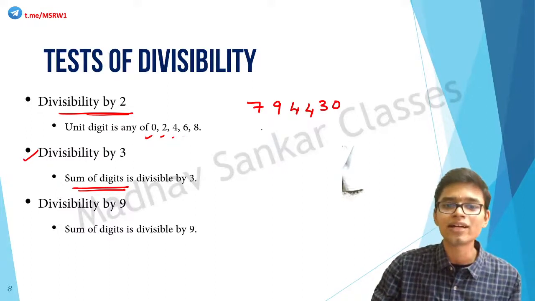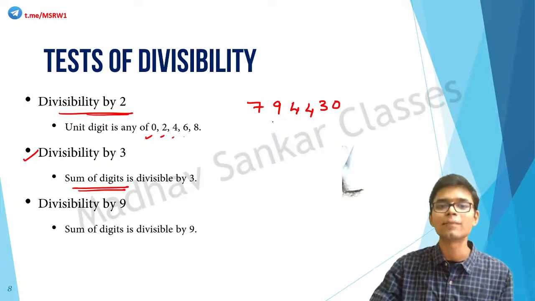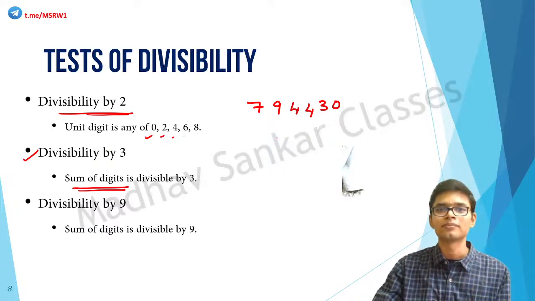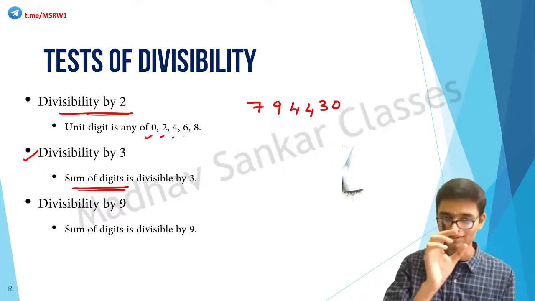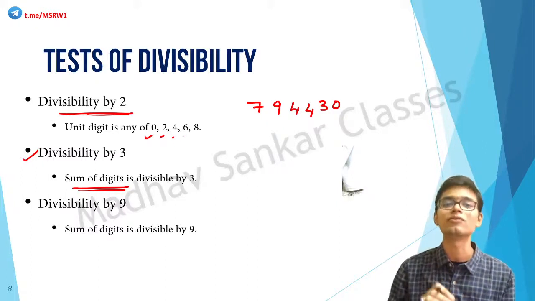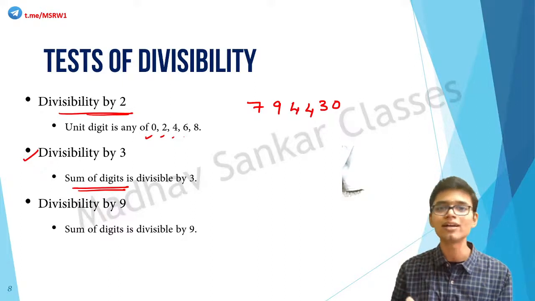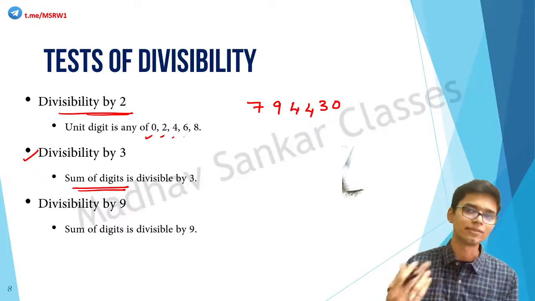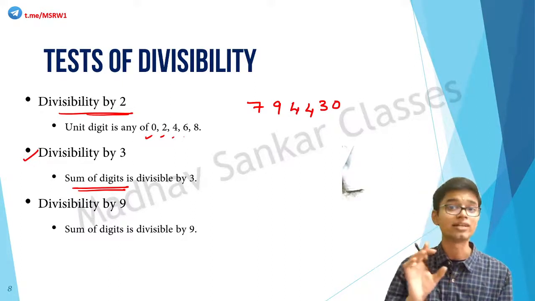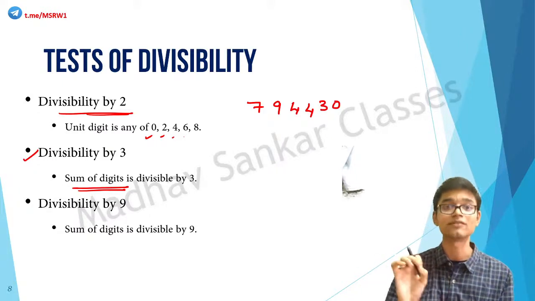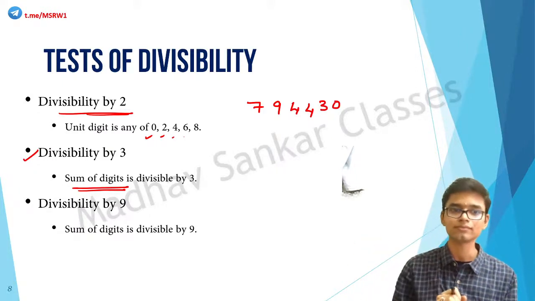So 794430, is this number divisible by 3 or not? If we do not know the procedure to check divisibility by 3, what would we do? We would do the division and see if there is any remainder. If there is no remainder, it is divisible by 3, otherwise it is not. But that will take a very long time, especially if the number is too long.